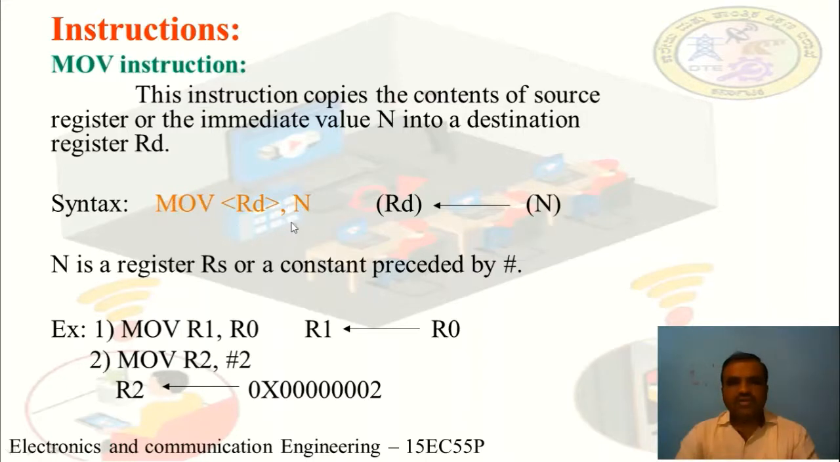When you are going to execute this program, the content present in source will be moved to the destination register. For example, move R1, R0. When you execute this instruction, the content of R0 will be moved to R1. Second example, move R2, hash 2. When you execute this instruction, the constant value 2 will be moved to R2.